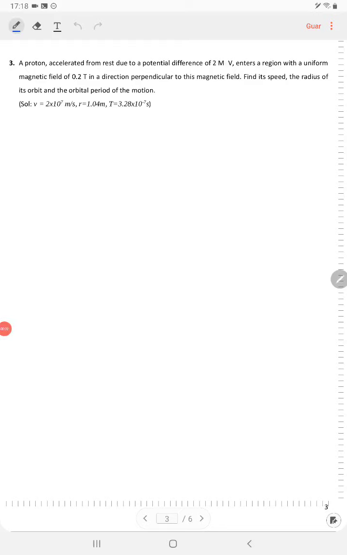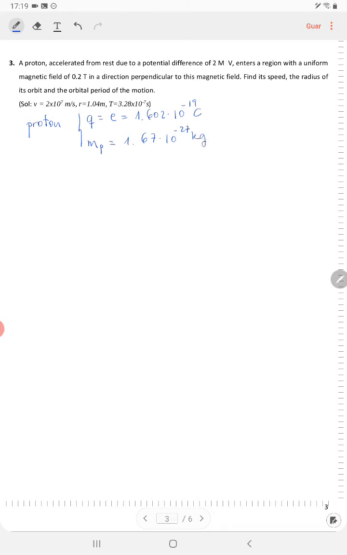In this video, we solve problem 3 of Unit 13. In this problem, we have a proton. If you go to any text on general physics, you can easily see that for a proton, its charge is equal to the one of the electron. This is 1.602 times 10 to the minus 19 coulombs. And its mass, the mass of the proton, is equal to 1.67 times 10 to the minus 27 kilograms.